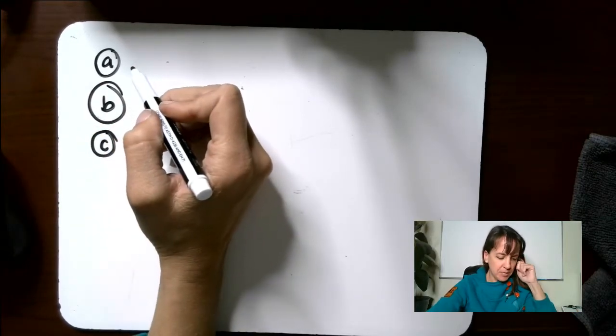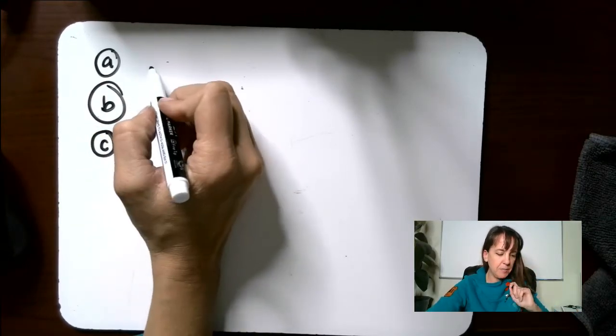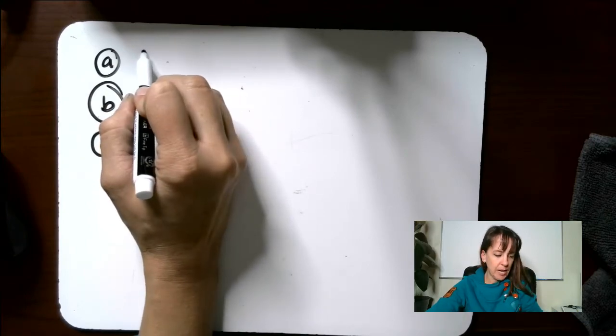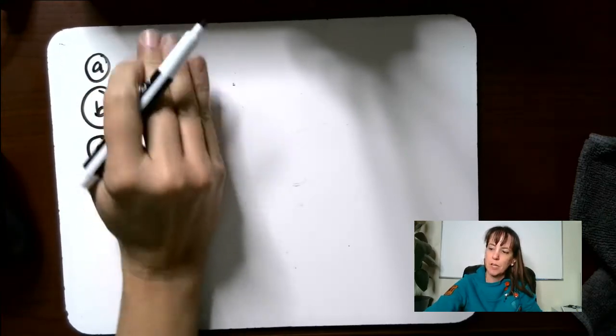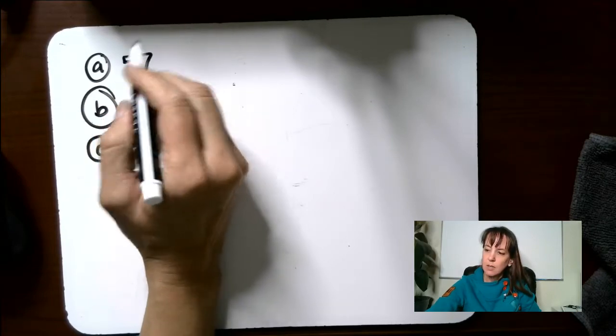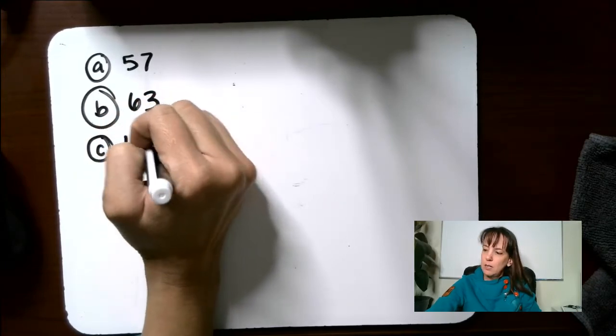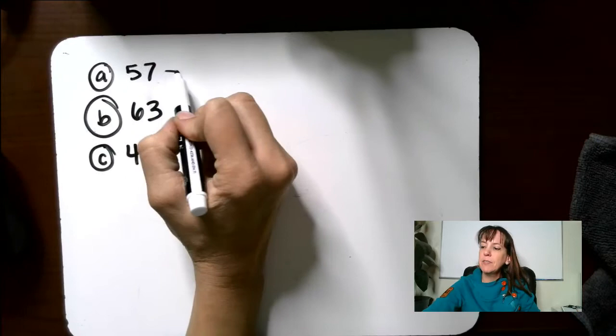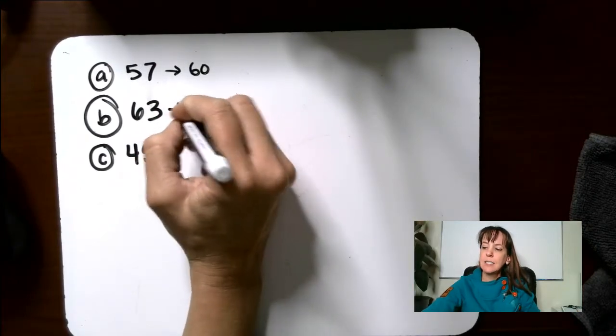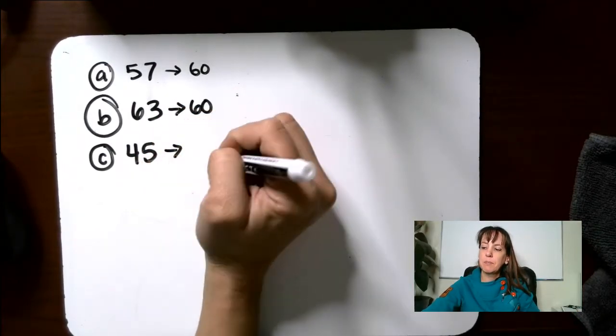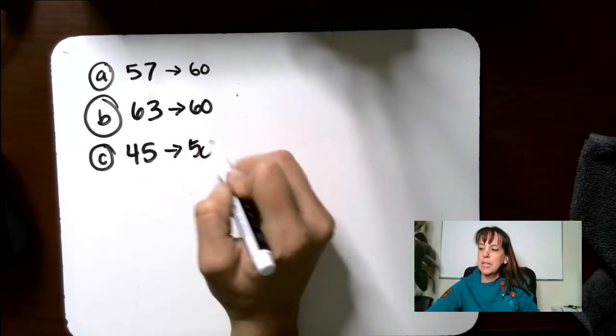Round each of these numbers to the nearest 10. A should be 60. Oh, here, I'll list them all out. I was trying to be lazy. Can't do that. All right, round each of those to the nearest 10. 57 goes up to 60. 63 goes down to 60. 45 goes up to 50.